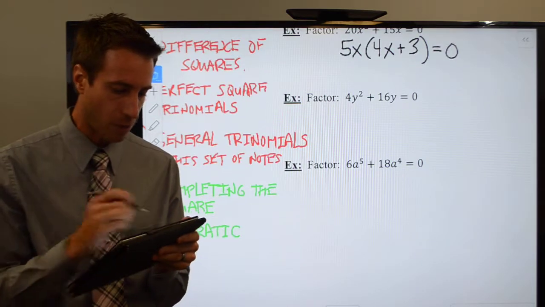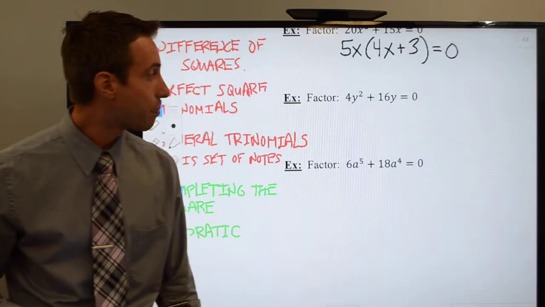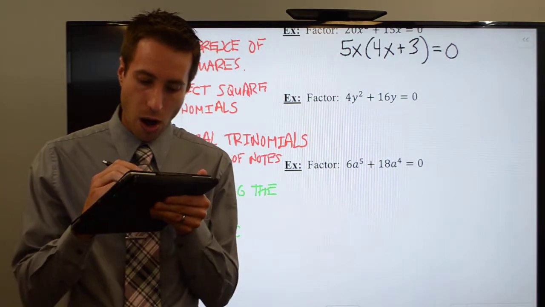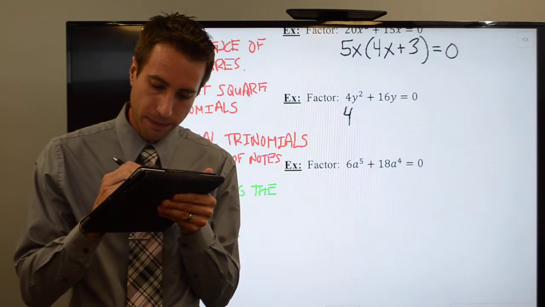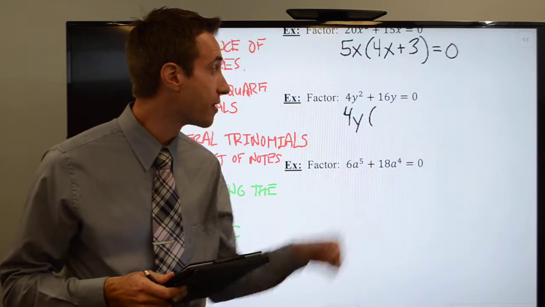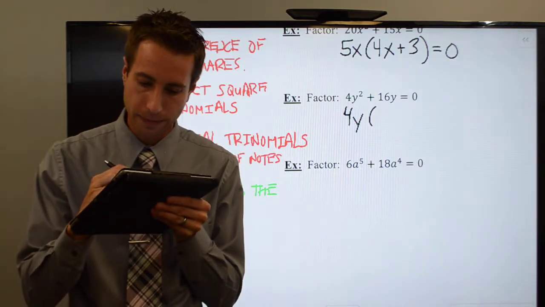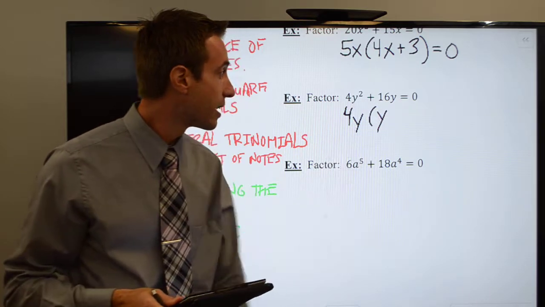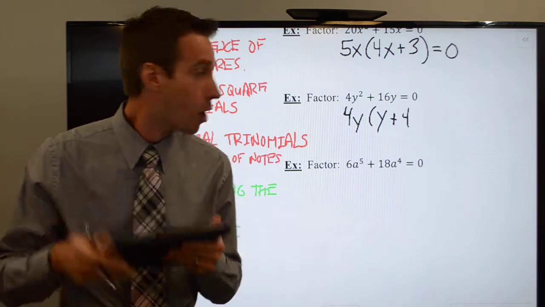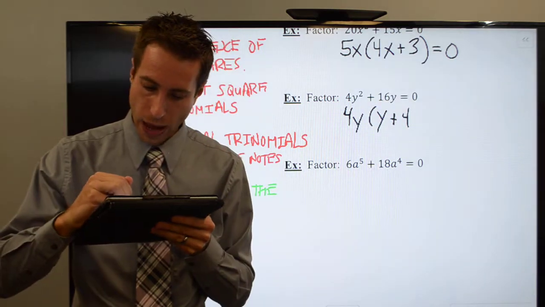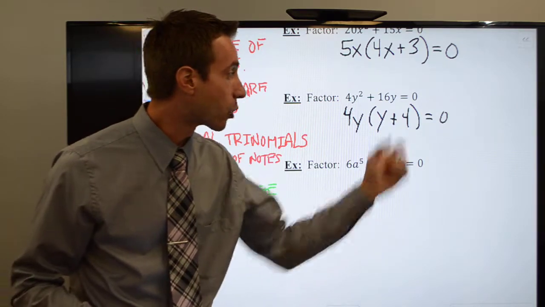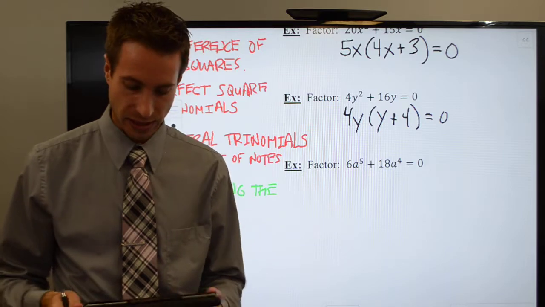Let's keep going. I got a couple more for you here. This one, what can I pull out of a 4y squared plus 16y? It looks like I can pull out a 4y. So we'll go ahead and pull out a 4y. That's going to leave me 4y squared divided by 4y leaves me with just a y. And 16y divided by 4y, well, 16 divided by 4 would be 4, so plus 4. Y divided by y, they go away, and so I'm left with the factors 4y, and the quantity y plus 4 is equal to 0.